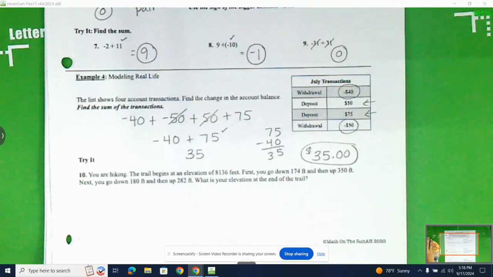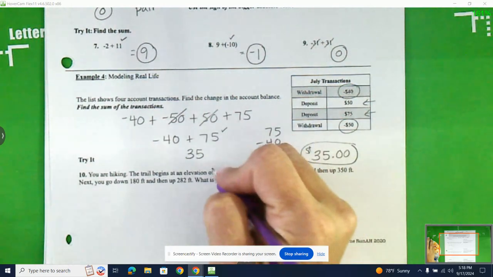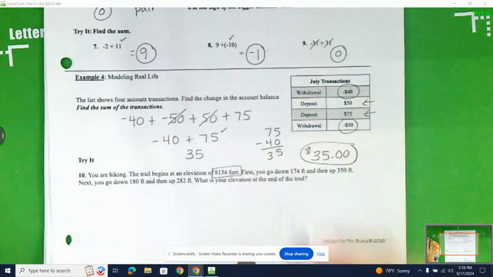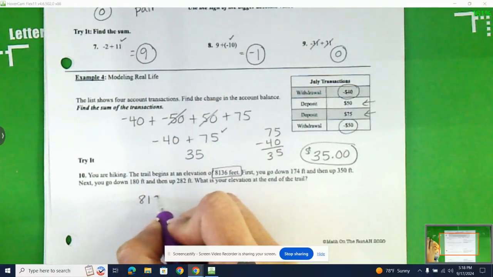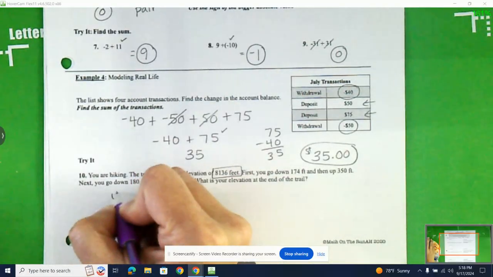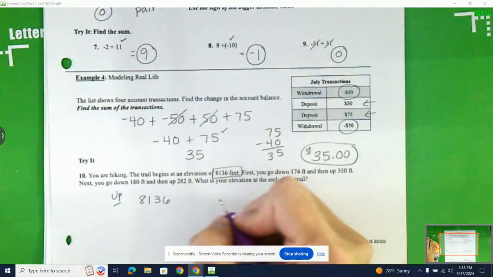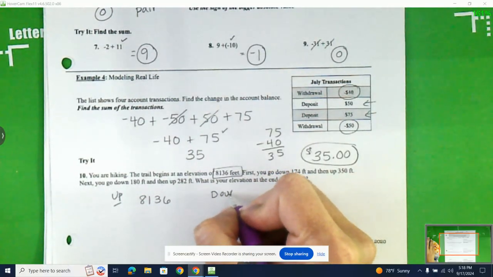Okay, welcome back. We have a word problem here. You are hiking. The trail begins at an elevation of 8,136 feet. First you go down and then up, and then you go down and then you go up. What is the elevation at the end of the trail? So we're starting at this elevation. So we're going to start with that number. That's 8,136.